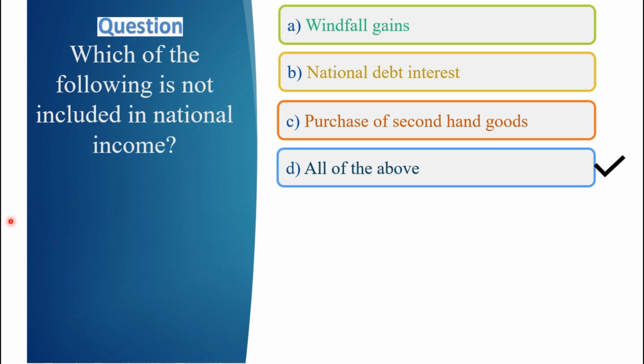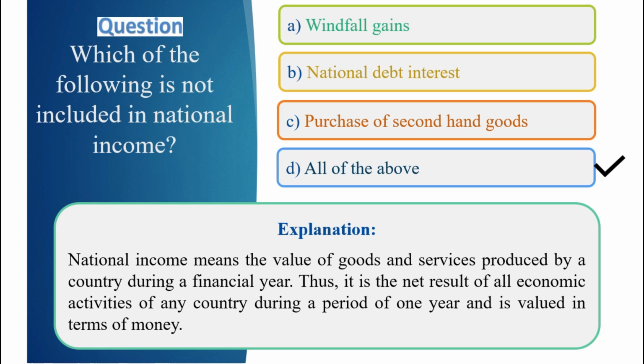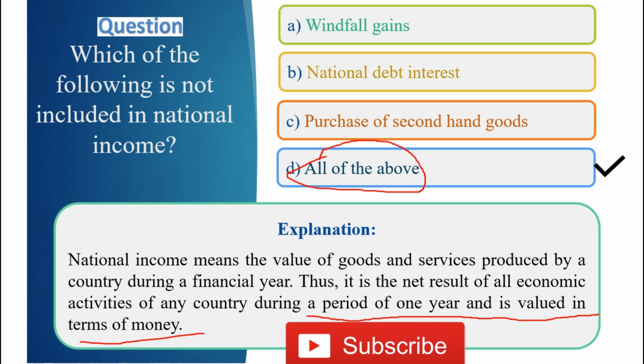And the correct answer for this question is all of the above. Because national income means the value of goods and services produced by a country during a financial year. Thus, it is the net result of all economic activities of any country during a period of 1 year and is valued in terms of money. So, all of the above are not included in the national income as per the norms.